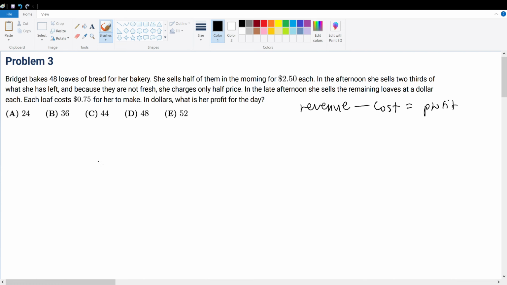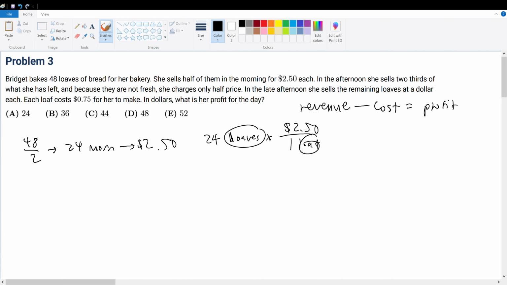So in the morning, she sells half of them, for $2.50 each. So 48 divided by 2 is 24 for the morning. And each one costs what? Each one costs $2.50. So for 24 loaves, and for every one loaf, it costs her $2.50 to sell. So the units of loaves cancel, and all we're left with are the units of dollars. That corresponds to the number of dollars she earns from selling 24 loaves in the morning, which is 24 times 2.5. Leave it here for now.